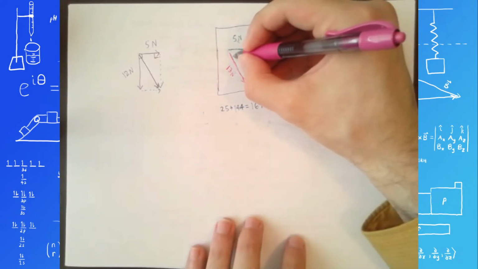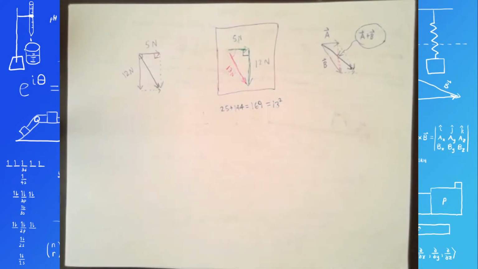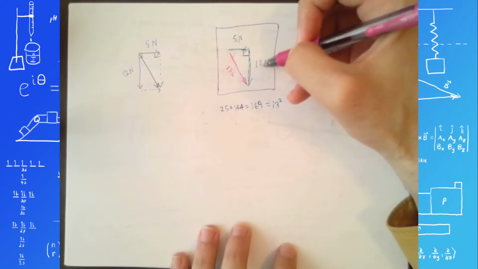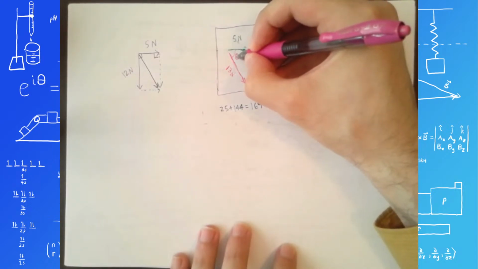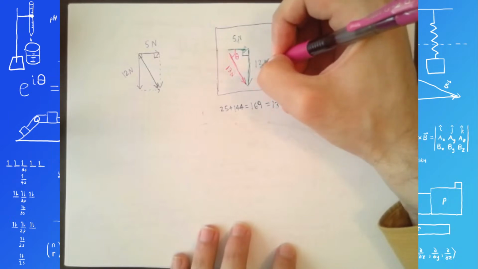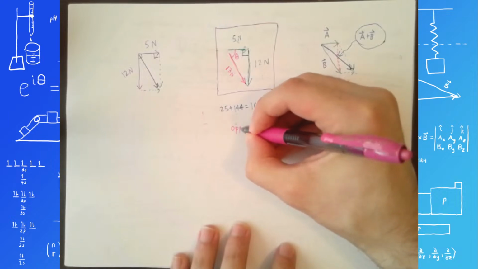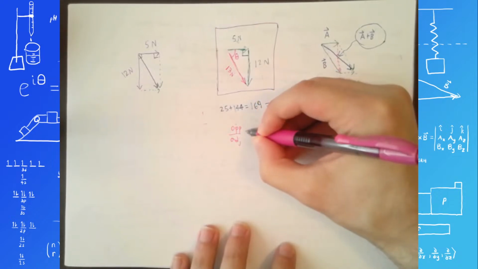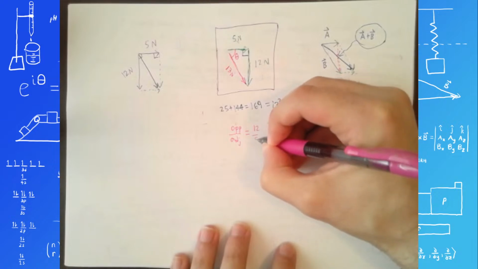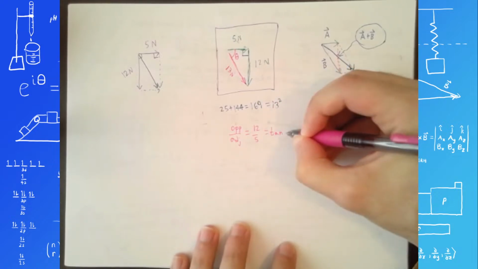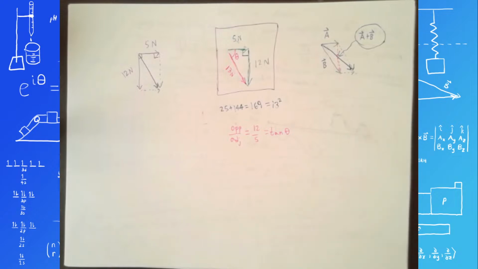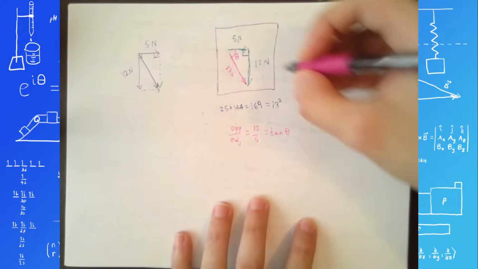And now we need to figure out the angle. I'll call this angle theta. The opposite to this angle is 12. The adjacent is 5. So opposite over adjacent would be 12 over 5, which would be equal to the tangent of theta. If I take the inverse tangent of 12 over 5, then I will get theta. Inverse tangent of 12 over 5, I get about 67.4 degrees.